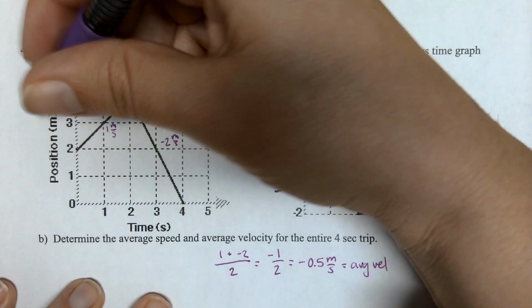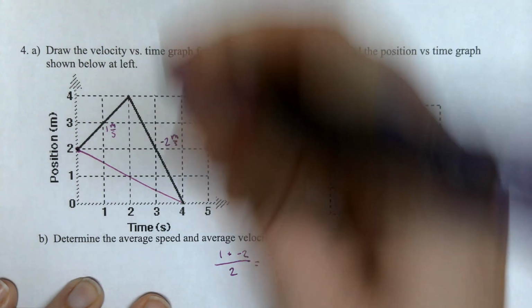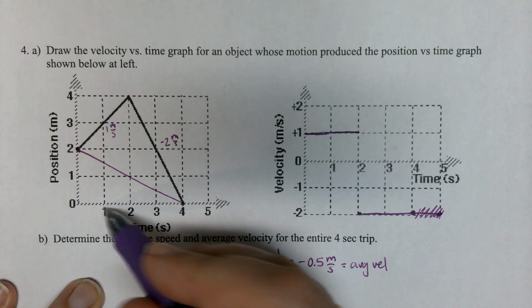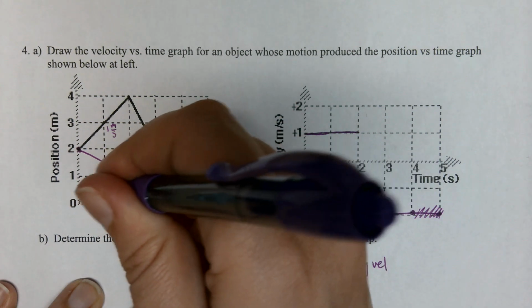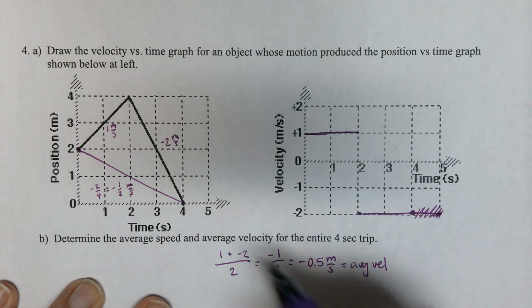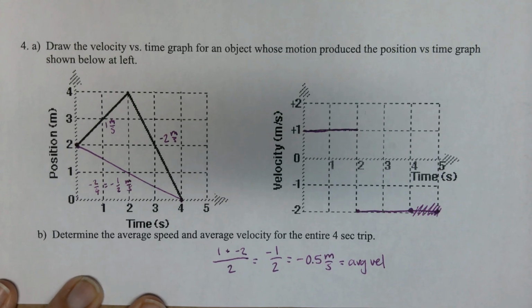And how else can we do that? We can look at the position time graph and go straight from start to finish. And we would see down 2 over 4, that's negative 2 over 4, or negative 1/2 meters per second, which is where we're getting the negative 0.5. So you can also do it that way.